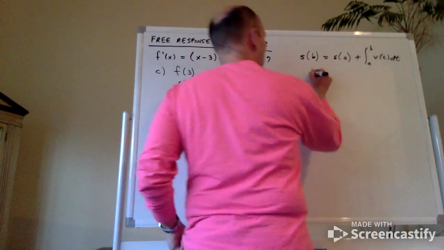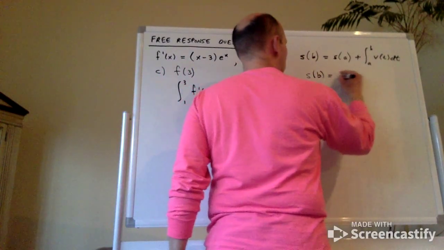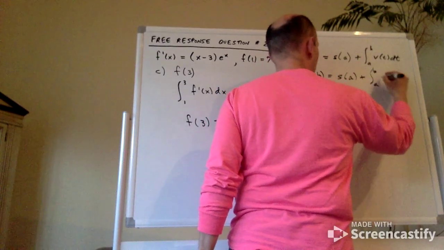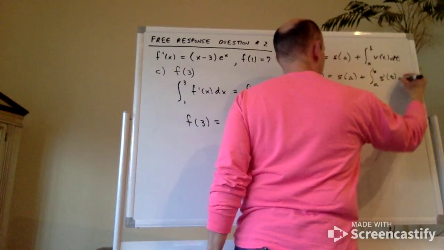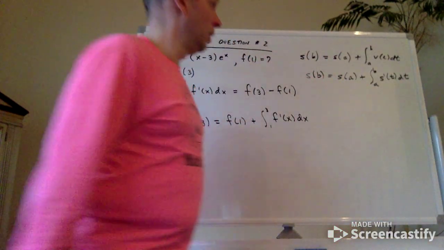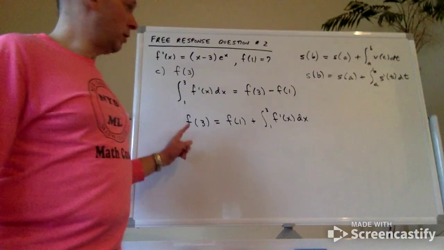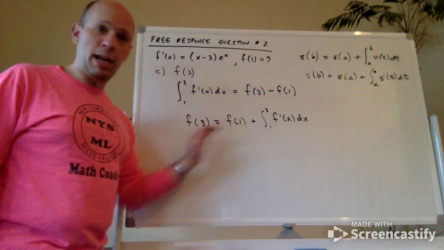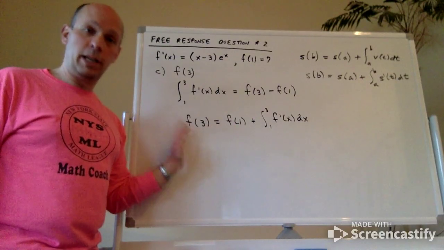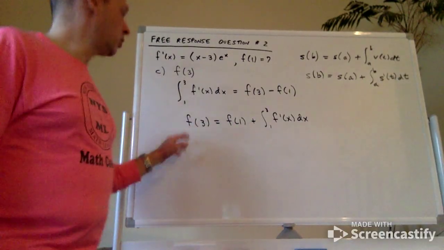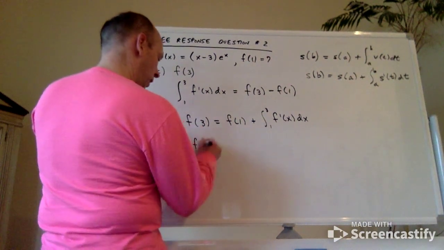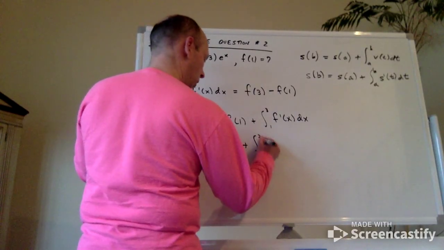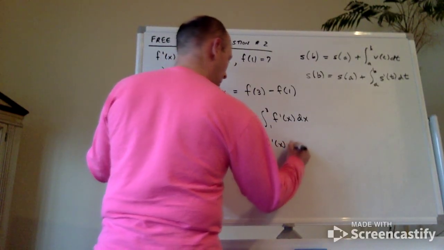And of course, another way of writing it would be S of b equals S of a plus the integral from a to b of S prime of t dt. And again, that is what I was thinking of as I was writing this, right? Because like I said, the AP likes to mess around with this fundamental theorem of calculus corollary, just like this. All right, so f of 3 is what we want. So f of 3 here is going to be equal to f of 1, which is 7, plus this integral, the integral from 1 to 3 of f prime of x dx.